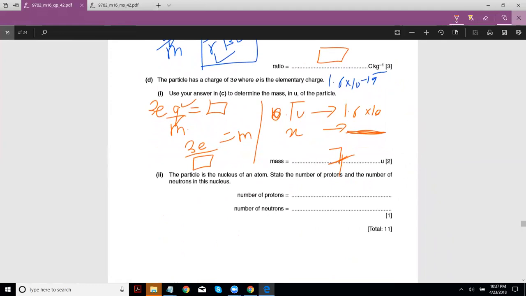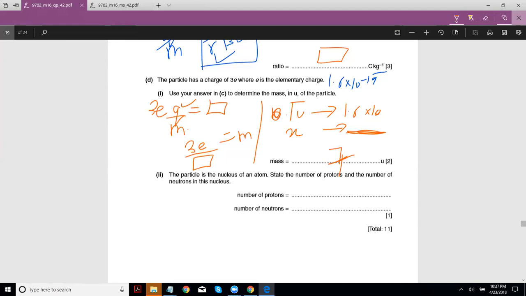It would help us figure out the number of protons. The particle has a charge of 3e. Okay. We know 7u, so protons and neutrons together would be 7. If it's 3e, that means there are 3 electrons? The particle is the nucleus of an atom, it's an atom. Of an atom, not an ion, basically.